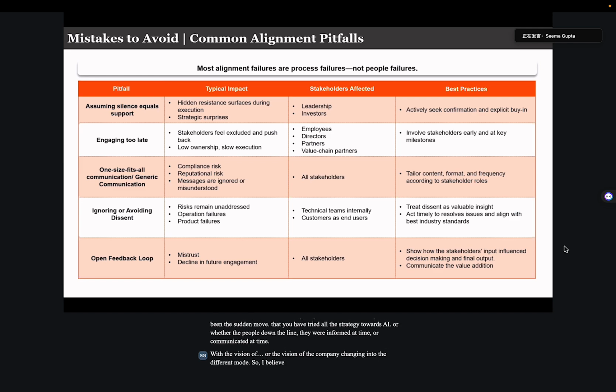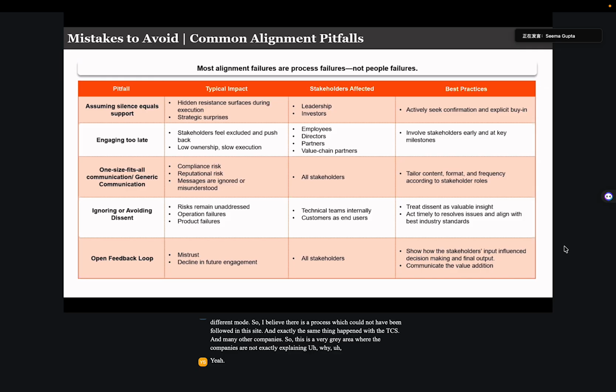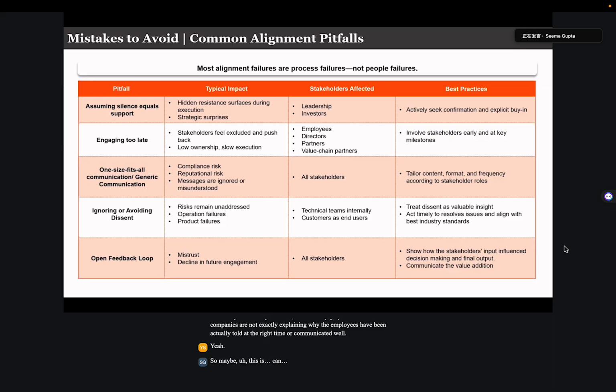So I believe there is a process which could not have been followed in this case. And exactly the same thing happened with TCS and many other companies. So this is a very gray area where the companies are not exactly explaining why the employees have been told at the right time or communicated well. So maybe this can come under the alignment pitfalls.